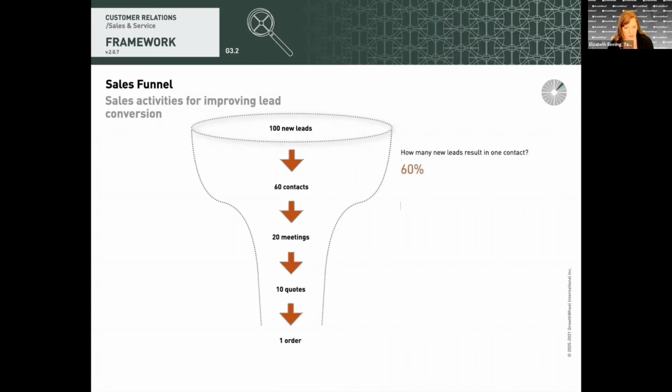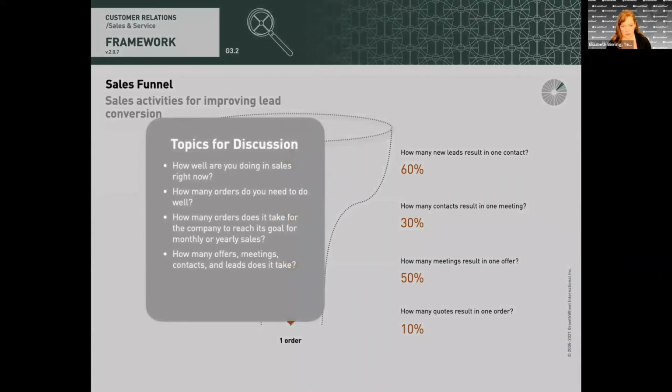A key point of this framework is that many companies need to make contact and start dialoguing with a great number of leads to get the number of orders they want. A company can also increase its sales by improving its skills in each of the processes within the sales funnel, therefore making the lead conversion better. Topics for discussion include: how well are you doing in sales right now? How many orders do you need to do well? How many orders does it take for the company to reach its goal for monthly or yearly sales? How many offers, meetings, contacts, and leads does it take?